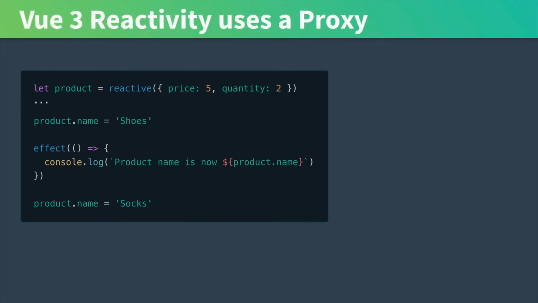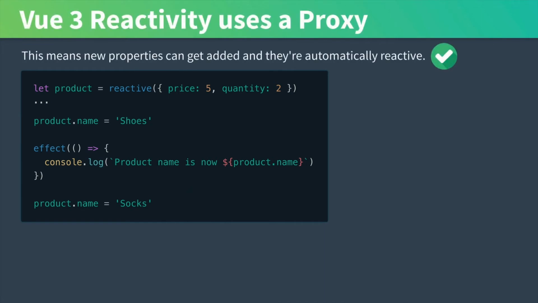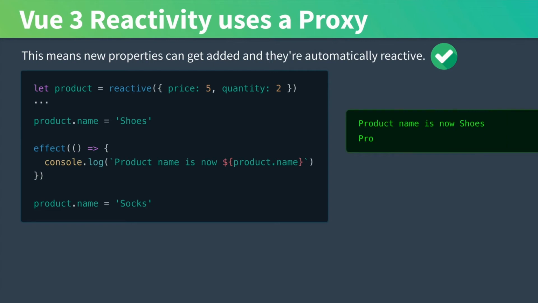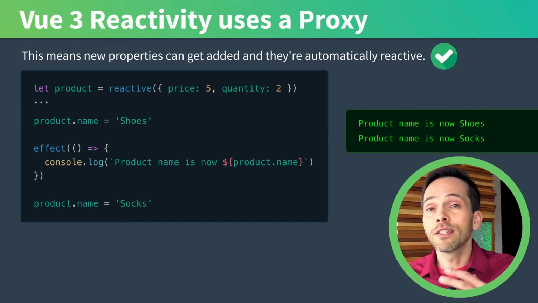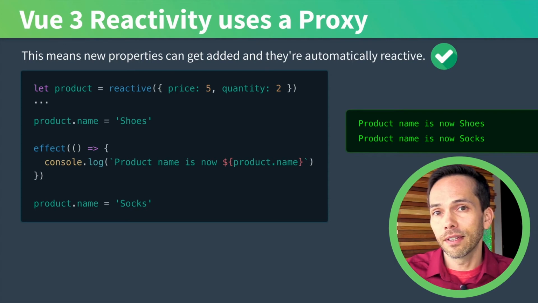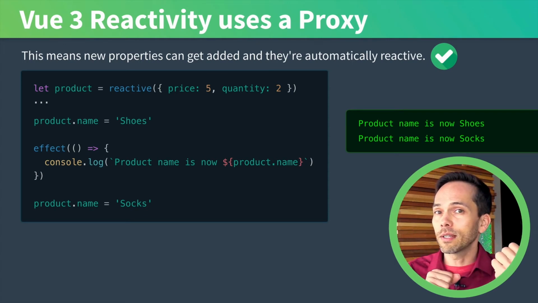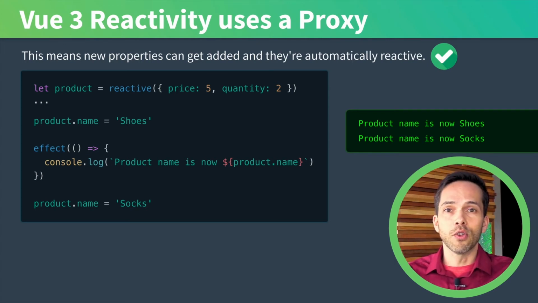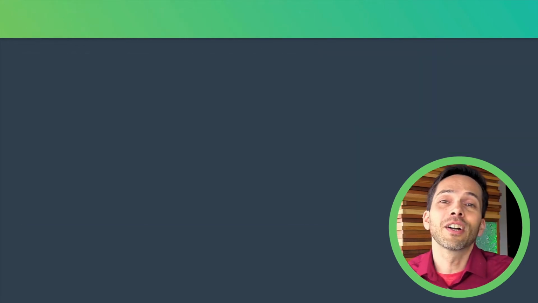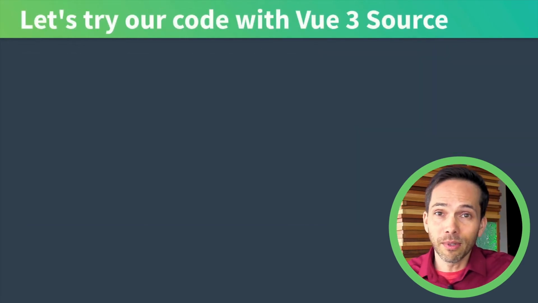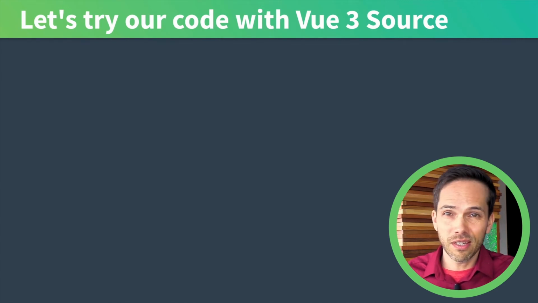However, our current code uses a proxy. This means new properties can get added and they're automatically reactive. So with our current code, when we create a new reactive value and we change it, it will properly print out product name is now shoes and then product name is now socks. So with Vue3, since we're using proxy-based reactivity, when we have a reactive object using the proxy, we can add properties, no problem.